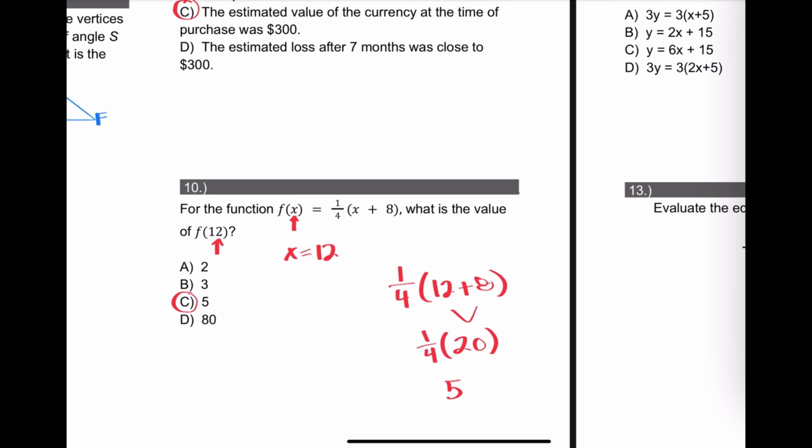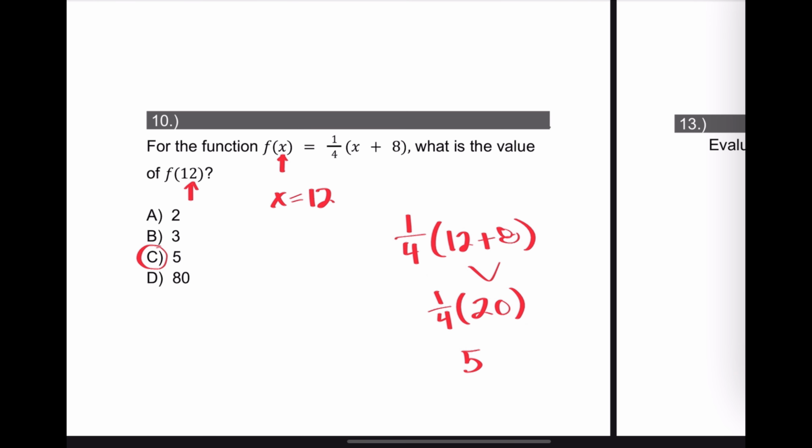For functions, anytime you see like what is f of 12 or any number in there, they're just asking you to plug that in for x and solve the equation. So it can sound a little tricky, but it's actually pretty straightforward.